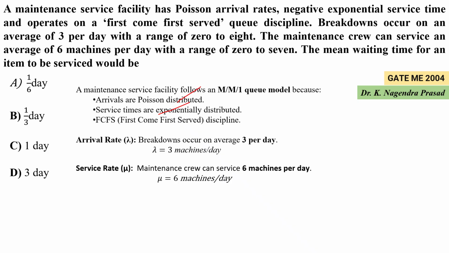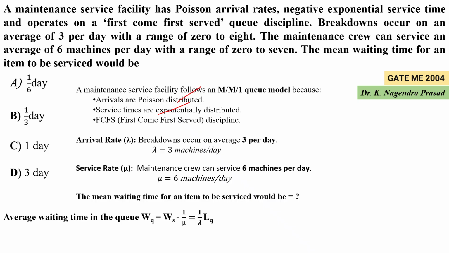So lambda we know and mu we also know. Then we have to determine the mean waiting time for an item to be serviced. So the mean waiting time in the queue is WQ equals 1 by lambda into LQ. We know LQ equals lambda by mu into lambda divided by mu minus lambda. Then LQ equals 1 by 2. Then WQ equals 1 by 3 into 1 by 2, which is equal to 1 by 6th day. So option A is the correct answer. So have to convert.